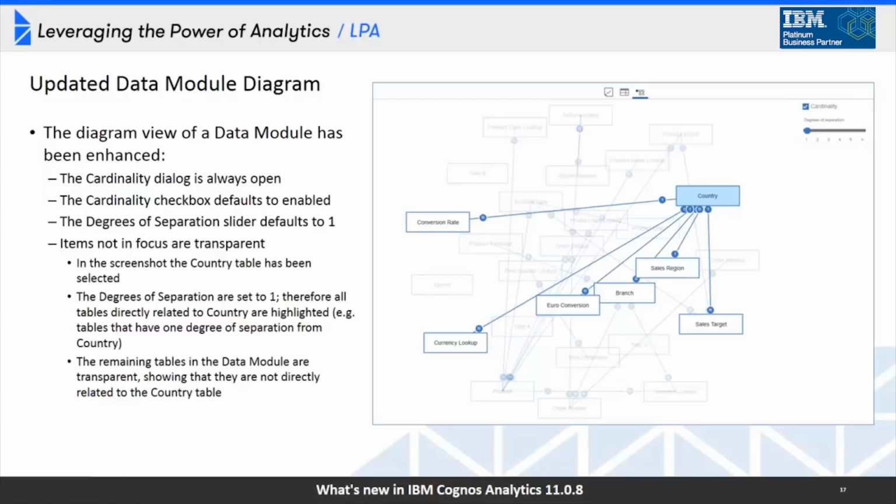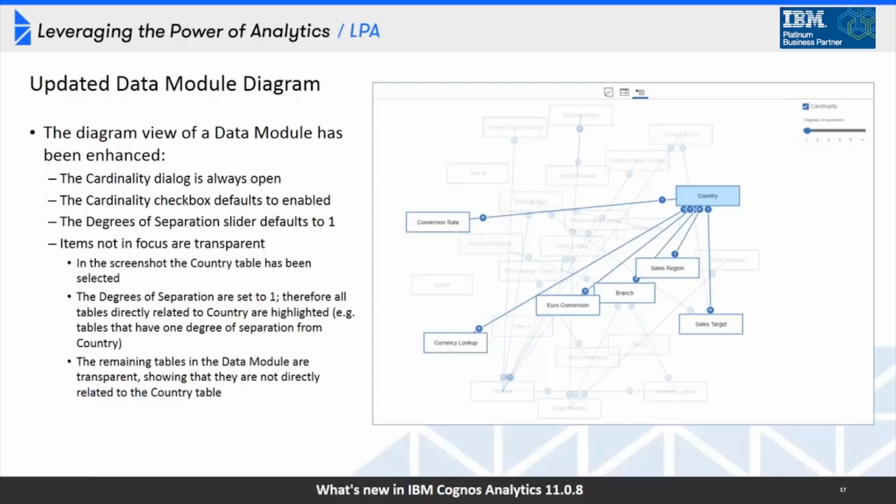Degrees of separation works like this. In the diagram, you select a table. In this case, I clicked on country. When the degrees of separation are set to 1, what that means is that the screen should show you all of the tables that are directly linked to the table I selected, in this case, country. So you can see that sales targets directly linked, sales region, branch, euro, currency, and conversion. Those are all directly linked to country. They are 1 degree away from the country table.